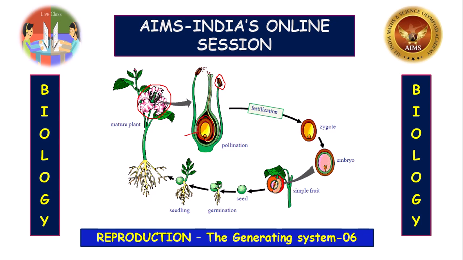Okay, and what is pollination? The process of transfer of pollen grains from anther to the stigma of the flower is called pollination. If it occurs in the same flower, it is self pollination. If it occurs in different flowers of the same species, then it is cross pollination. So after pollination, what changes occur? Let us discuss. Are you ready, children?